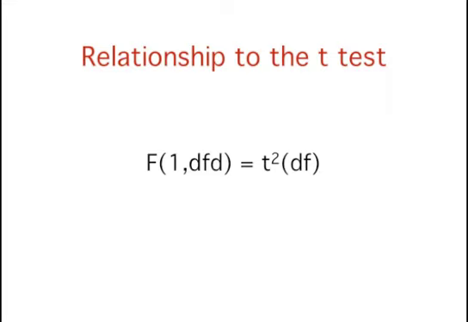Because ANOVA and an independent groups t-test can both test the difference between two means, you might be wondering which one to use. Fortunately, it does not matter, since the results will always be the same. When there are only two groups, the following relationship between F and t will always hold. F(1, dfd) equals t squared (df), where dfd is the degrees of freedom for the denominator of the F-test, and df is the degrees of freedom for the t-test. dfd will always equal df.